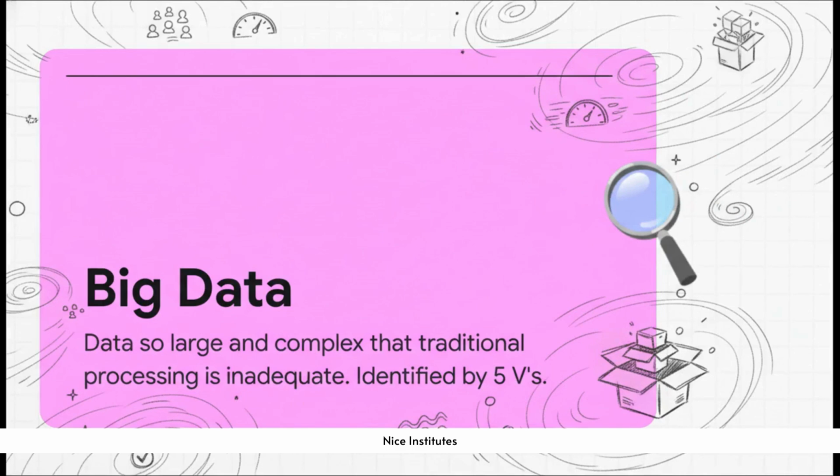And then, of course, you hear this term all the time, big data. And really, it's just what it sounds like. It's data on a scale that is just massive. It's so big, so fast, and so varied that your regular old computer just can't handle it. People often talk about it with the 5 V's. That's volume, velocity, variety, veracity, and value.